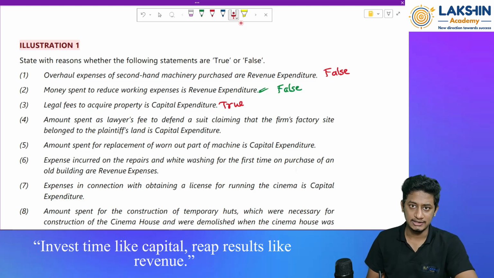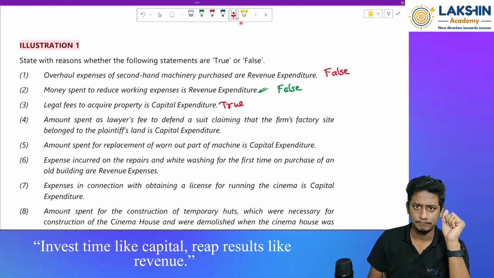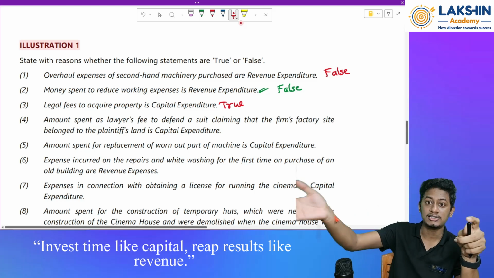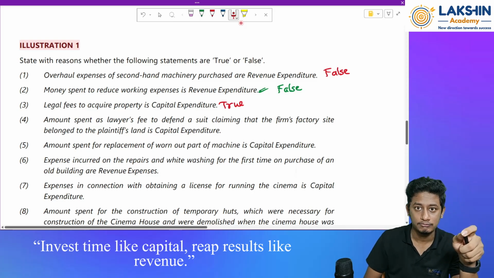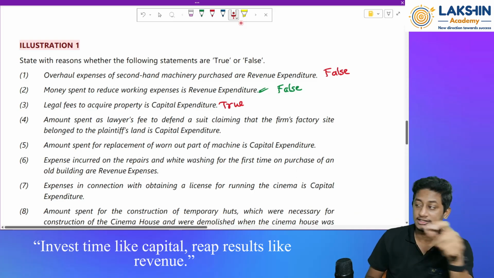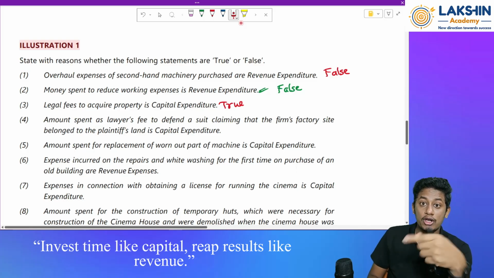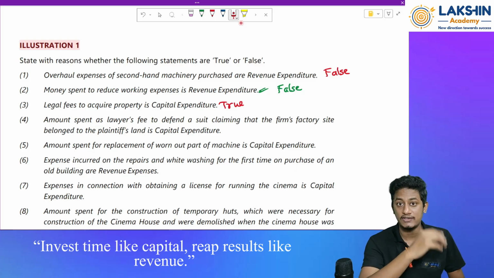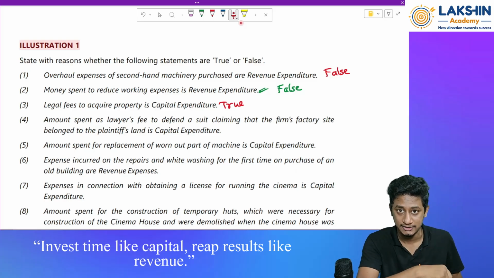Let us say I win the case. Tomorrow someone else comes and files a case against me again, saying that the land belongs to the second person. Tomorrow again, what should I do? I should again incur the legal fees. So it is a recurring expense.